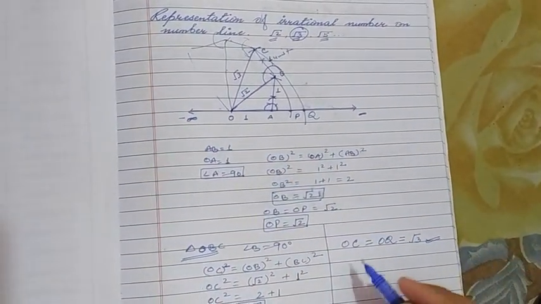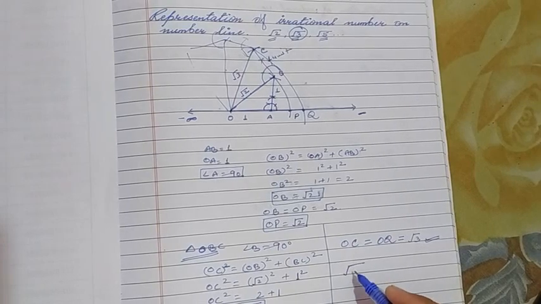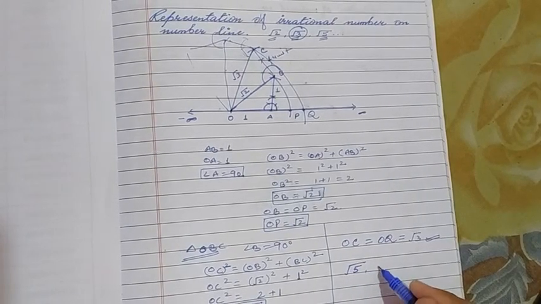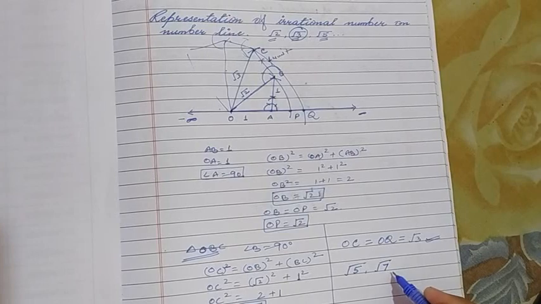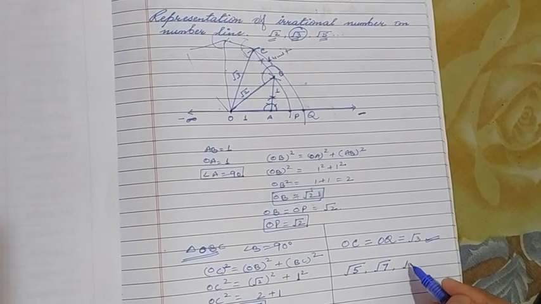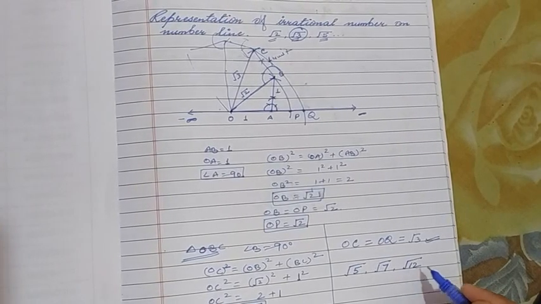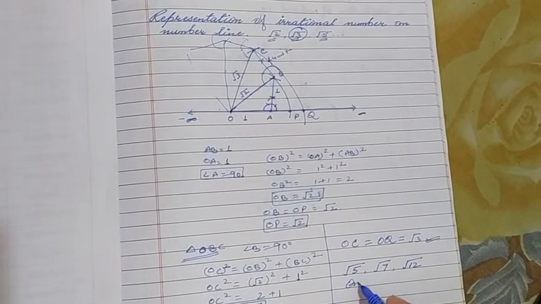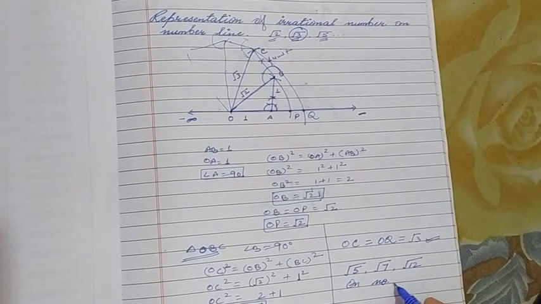So for the practice you all will represent root 5, root 7, root 12 on number line.